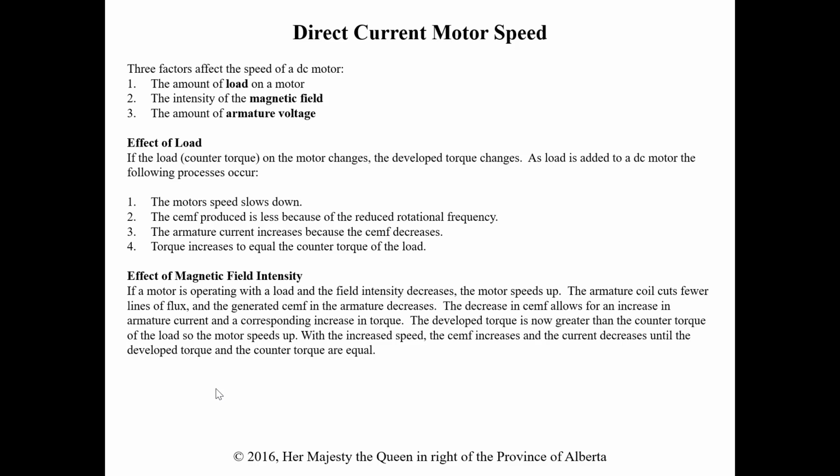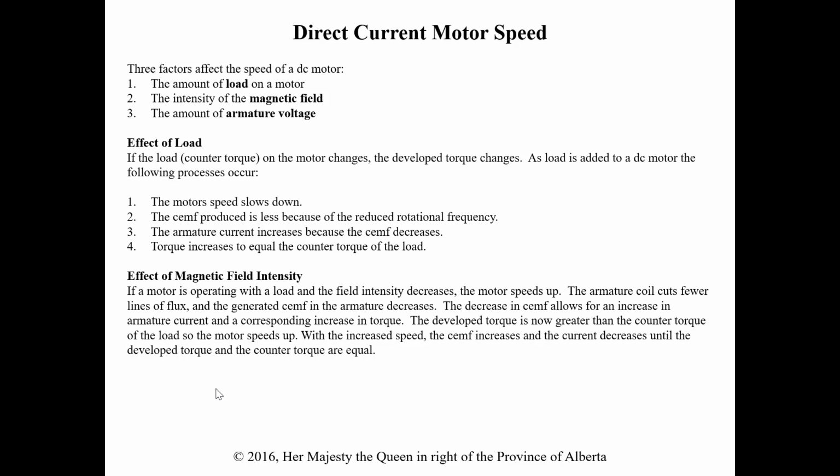Okay, so why does that happen? The armature coil cuts fewer lines of flux because we've decreased the field intensity. So now the CEMF decreases because we're not cutting as many lines in the same rotation. The decreased CEMF allows for an increase in armature current, again because this counter EMF is what limits armature current, and then the corresponding torque increases because they are directly proportional. The developed torque is now greater than the counter torque of the load, so it speeds up. It's almost like we're creating more torque than the load needs, so the motor's going to go faster.